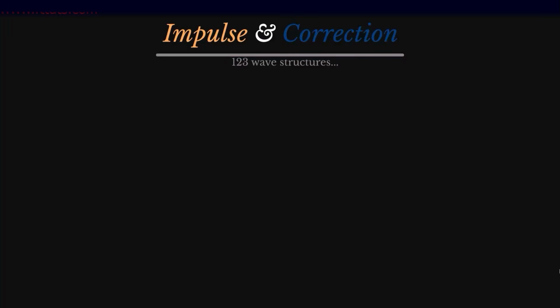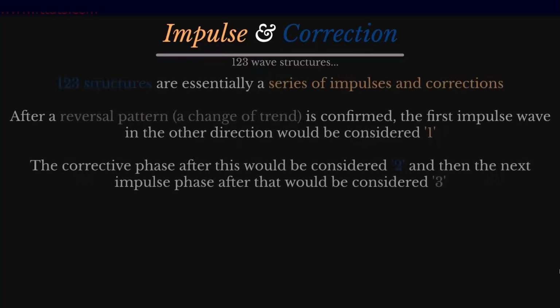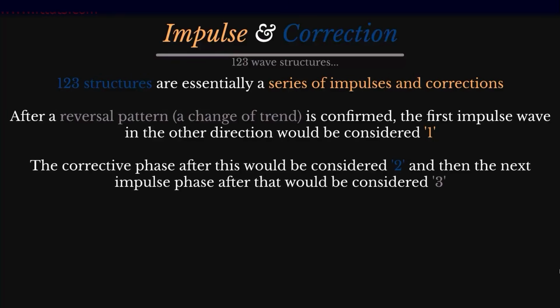So within the market, we've identified the nature of the market. We understand that we have corrective phases and impulsive phases, but what is impulse and correction and 1, 2, 3 wave structures? So 1, 2, 3 wave structures are essentially a series of impulses and corrections.